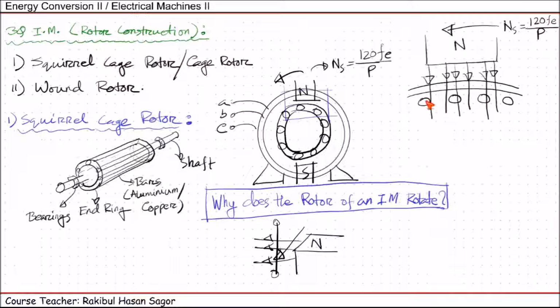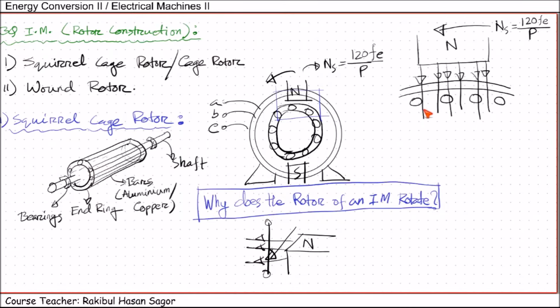So there will be an induced EMF in these rotor conductors, and since the rotor conductors are short circuited at both sides, as I told you earlier, current will start flowing through these rotor bars. Now what will be the direction of the current flowing through these rotor bars? In order to get that, we need to apply Fleming's right hand rule.